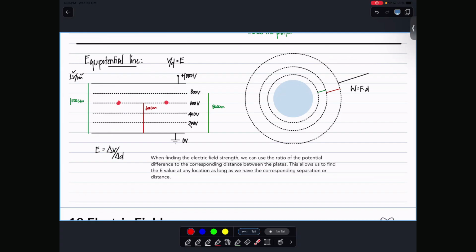Whenever a charged particle is placed anywhere in an electric field that is uniform, the force is always acting which way? Down, like that. So if you move sideways here, there's no work done by your force. Therefore, you're not gaining any energy, neither are you losing any energy. And since the potential energy is the same throughout, we call it an equipotential line.